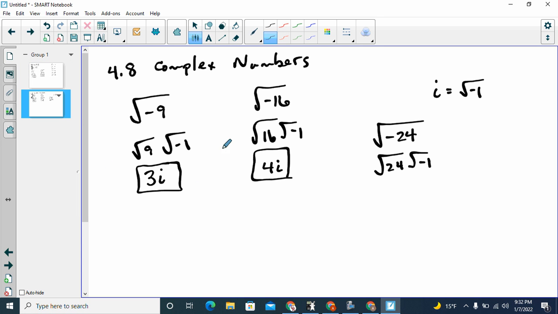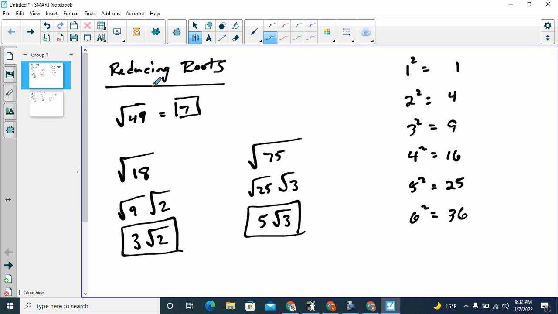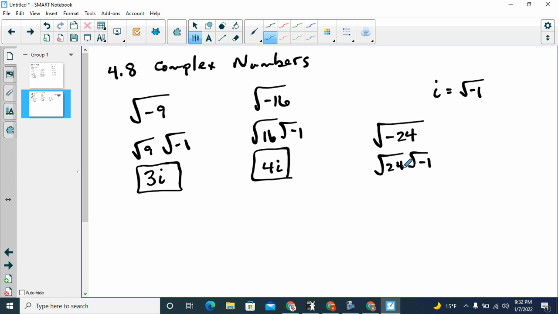So we are looking for a factor of 24 that's a perfect square. Now, 3 times 8 is 24, but 3 and 8 are not perfect squares. 4 times 6, 4 is a perfect square. So I'm going to go square root of 4, square root of 6, square root of negative 1. And then the square root of 4 is 2. The square root of negative 1 is i.